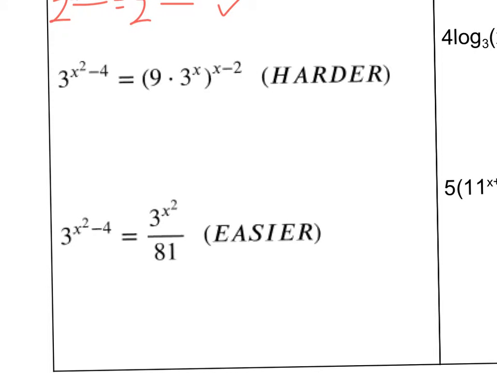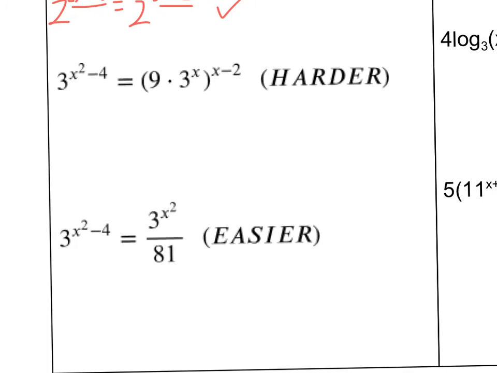For the next one, this one's a little bit harder than the one we just did. The first thing I might do is try to make some sense of what's going on here. I'm going to write everything as a power of 3. So the left side remains unchanged, 3 to the x squared minus 4. The right side is going to be 3 squared times 3 to the x, all to the x minus 2.